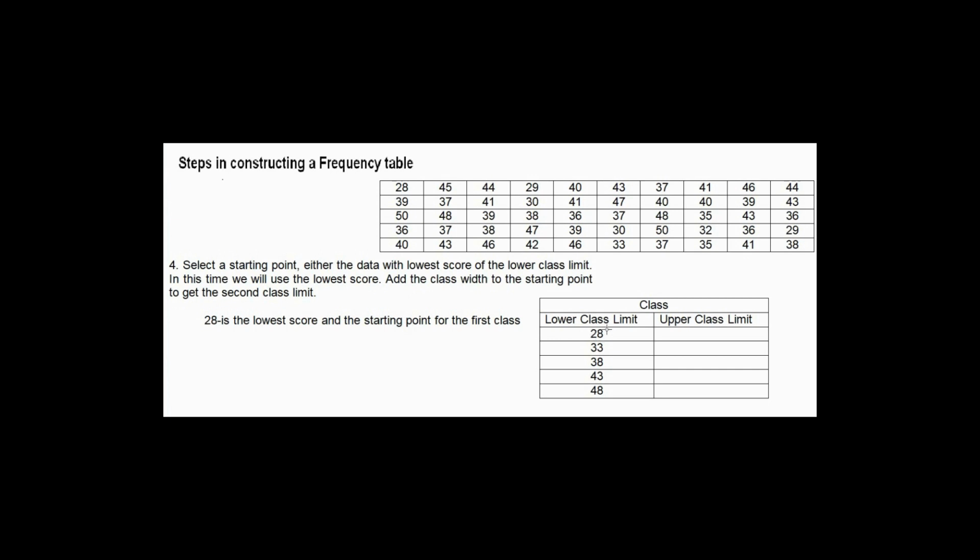Since we have also decided to use 5 as our class width, all we have to do is add 5 to this 28. So 28 plus 5 is 33. Plus 5 is 38. Plus 5 is 43. Plus 5 is 48. That makes up our lower class limits.